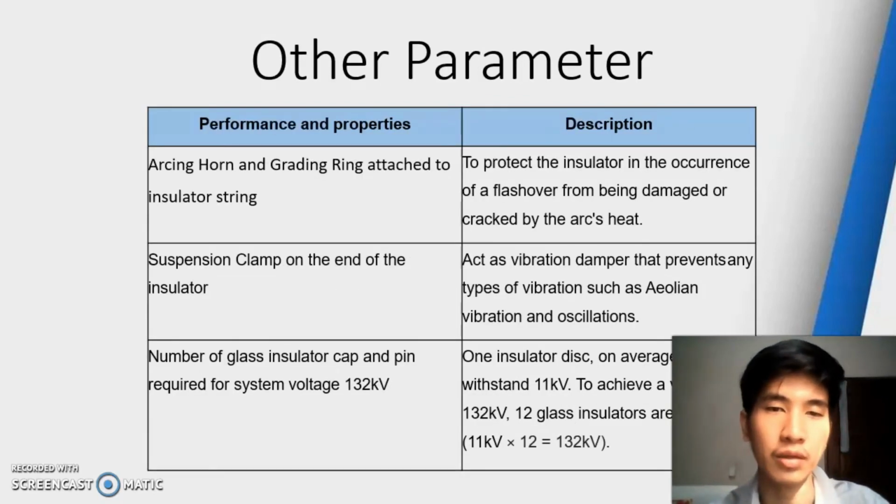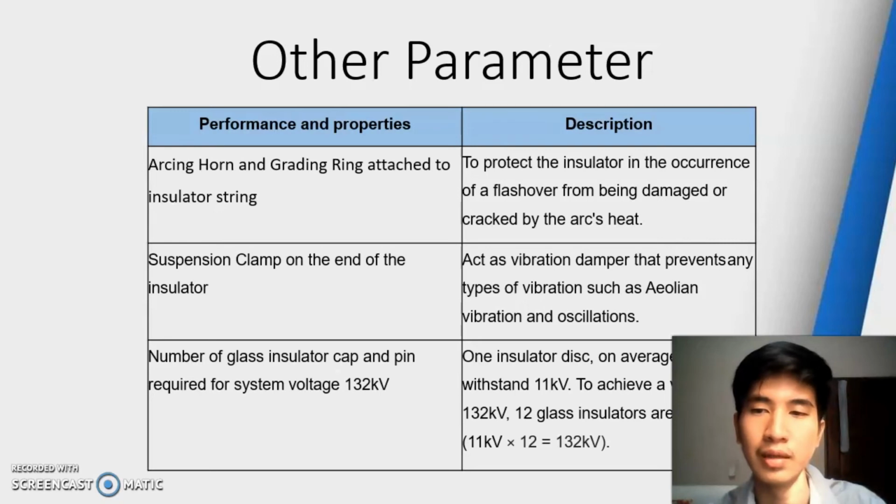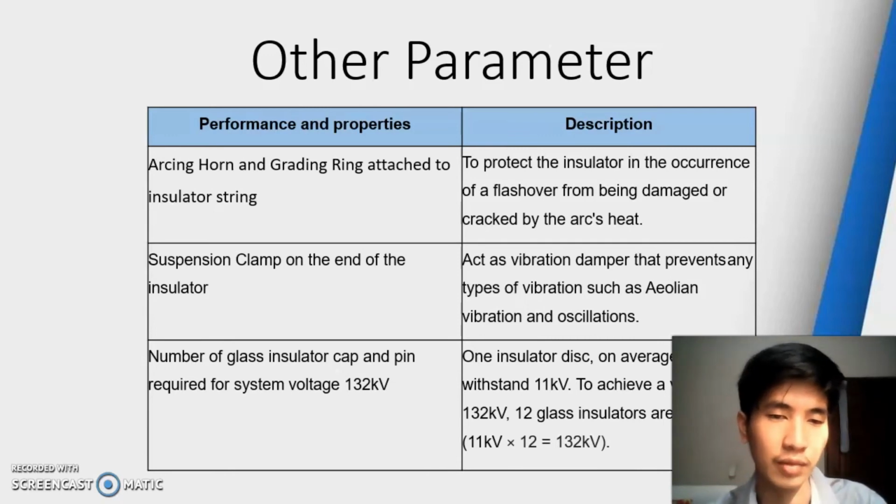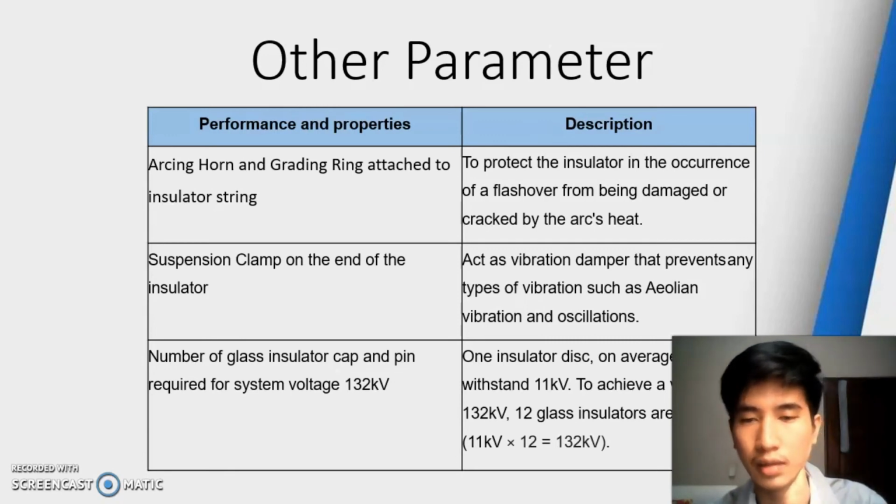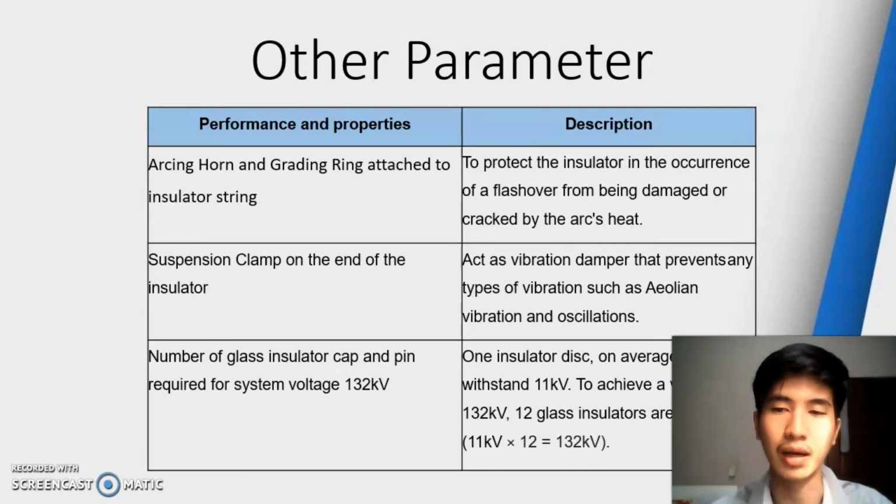Okay, for the other parameters, we use arcing horn and grading ring attached to the insulator string to protect the insulator from being damaged or cracked by the arc heat in the occurrence of a flashover. Next, the suspension clamp on the end of the insulator actually acts as a vibration damper that prevents any type of vibration such as avalanche vibration and oscillations.